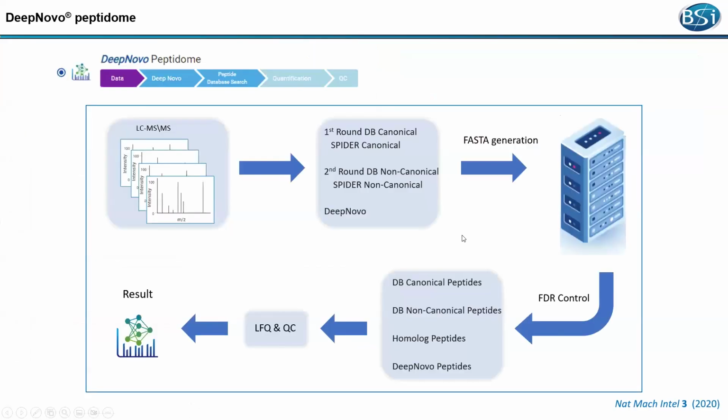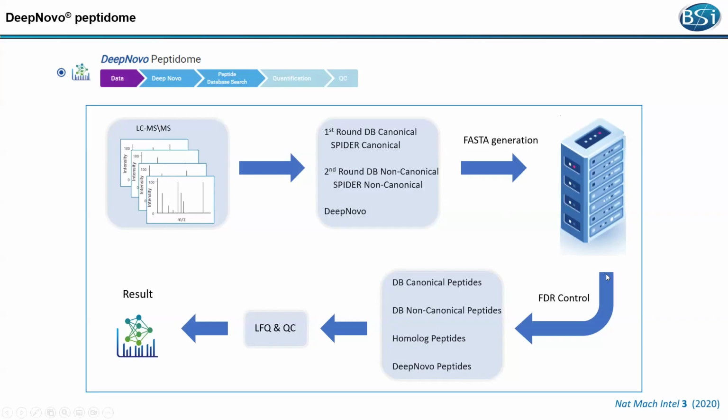So let's go into more details about how the search is done within this workflow. The peptidome workflow is specialized for peptidome data that combines the database search, both canonical database search and non-canonical database search, de novo sequencing, and the identification of the mutated peptides. We train our deep learning models using peptidomics data to improve the sensitivity of peptide identification.